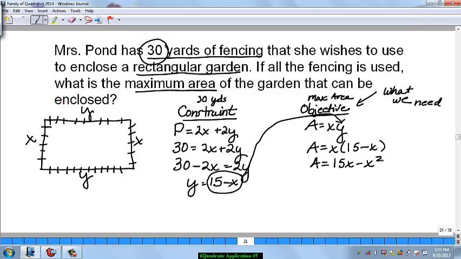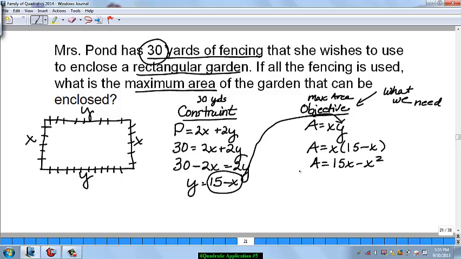And guess what I have? I have a parabola. There's my x squared. It's negative. This is my a and this is my b. See how it's backwards? There's my a. And I look at it and say, oh, wait a minute. This makes sense because it wants maximum area. So it's got to be a parabola that opens downwards and has a maximum.